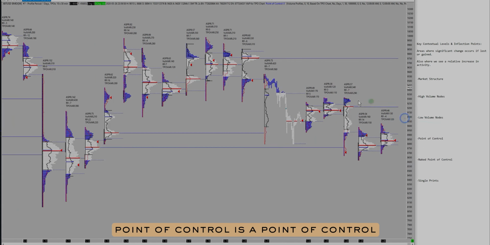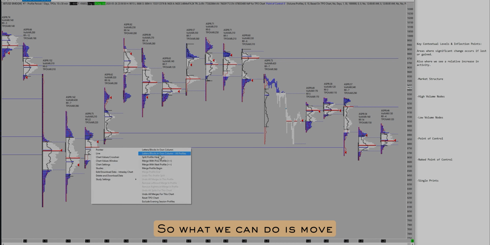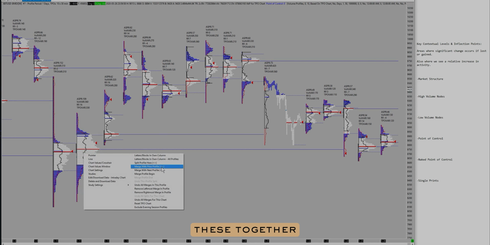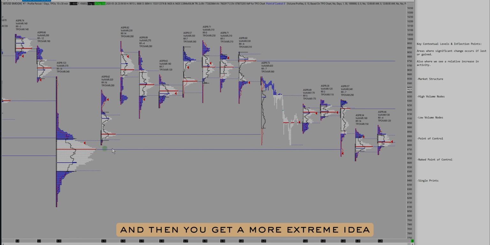So a naked point of control is a point of control that has been established in a previous session and has yet to be interacted with. Now we can establish one from a single day, or if we have a higher time frame range like this at the low, we can move these together, begin to form this composite, and then you get a more extreme idea of where the point of control will be after this trending day.